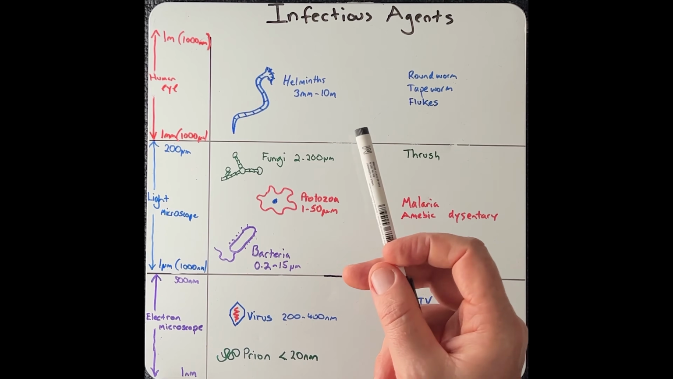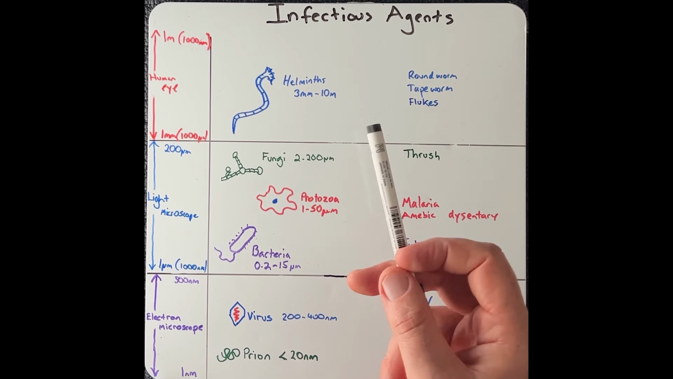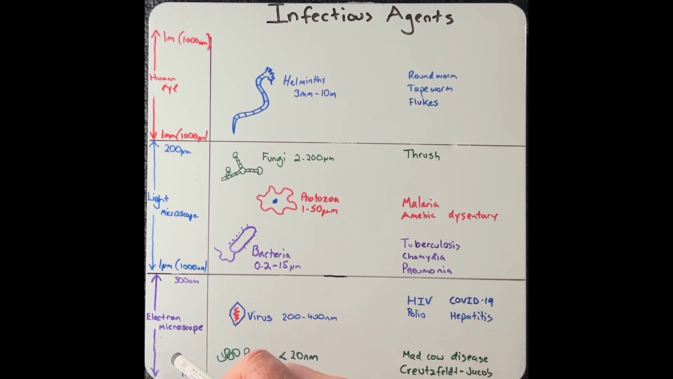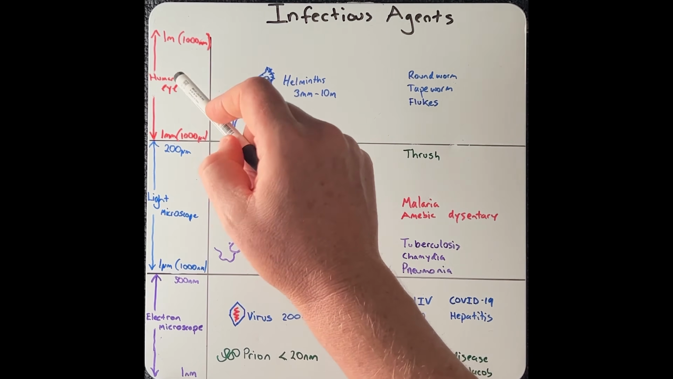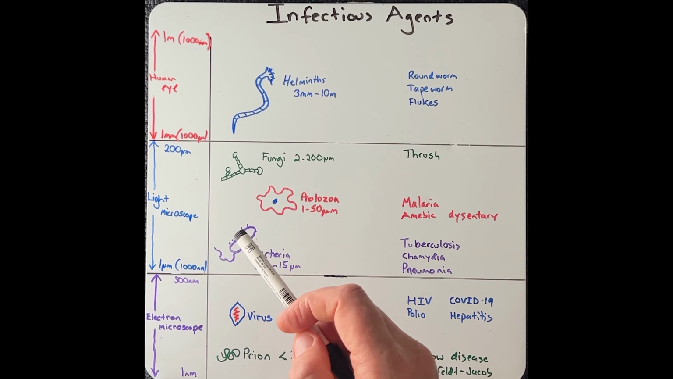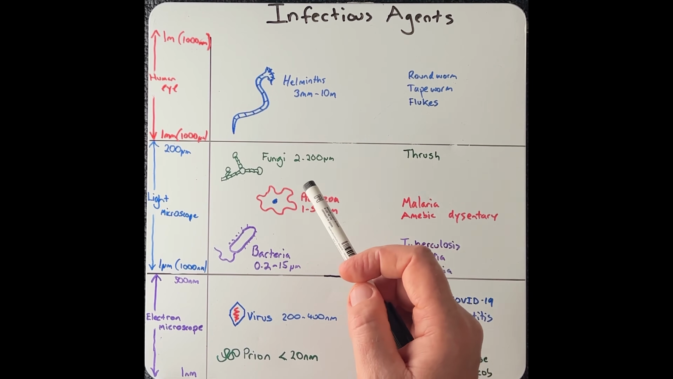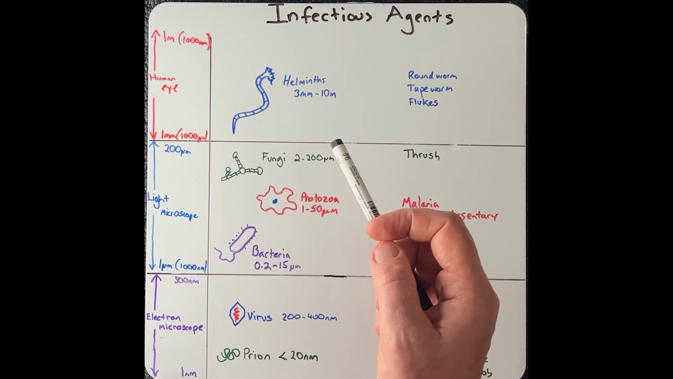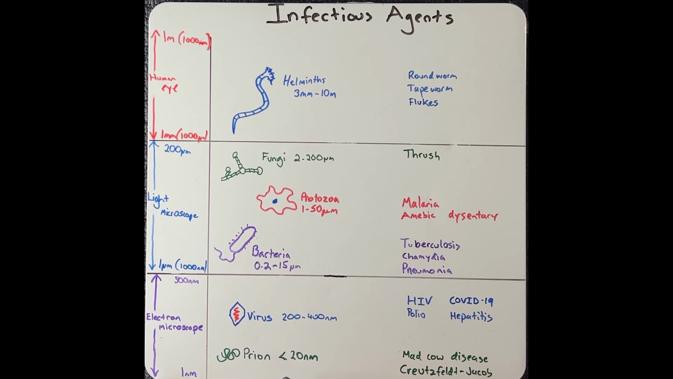Infectious diseases are an important health problem throughout the world. Humans can be affected by infectious agents that range from the submicroscopic, like viruses, all the way to worms that can be several metres in length. In this video, I'll quickly run through the common classes of infectious agents that cause diseases in humans, with their respective sizes and some examples of diseases that they cause.